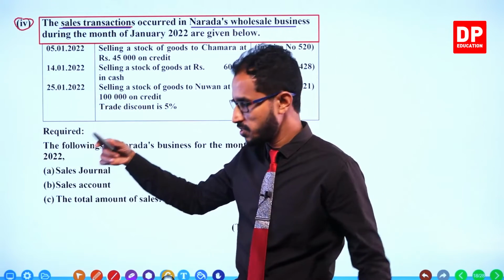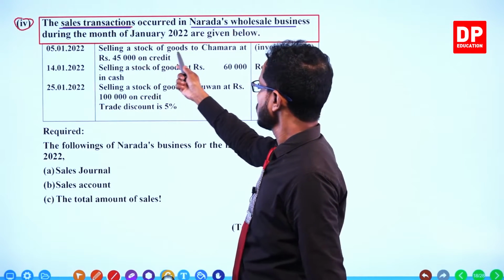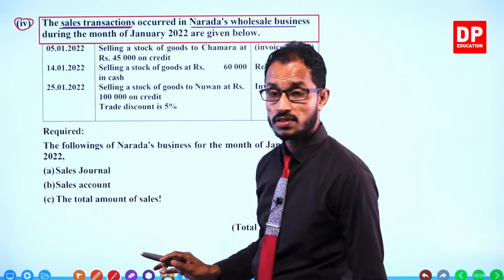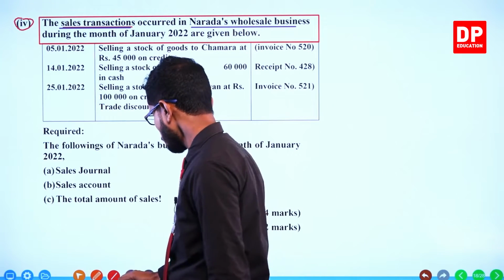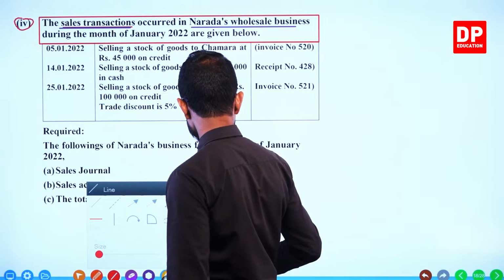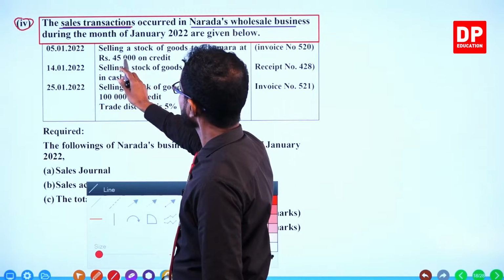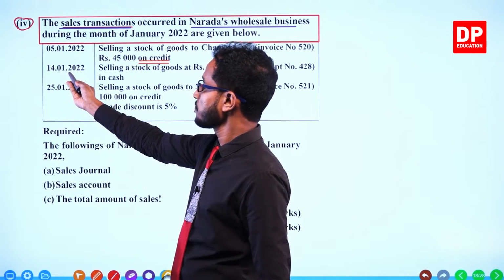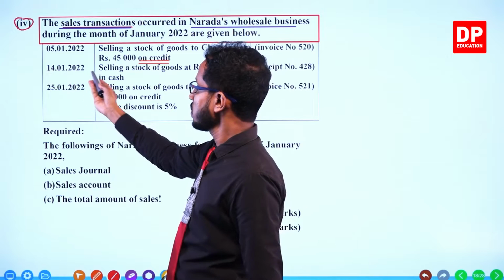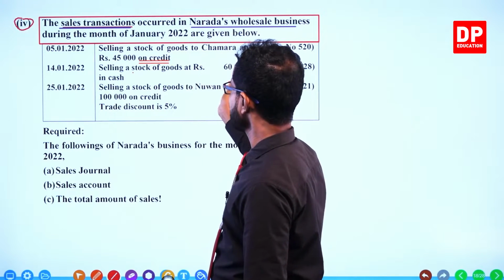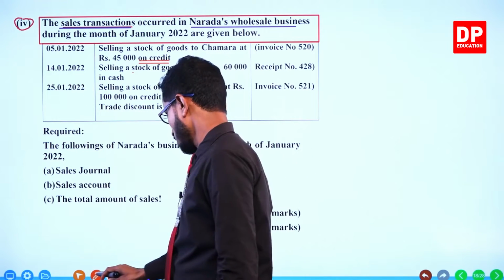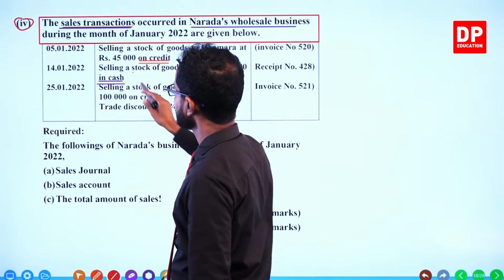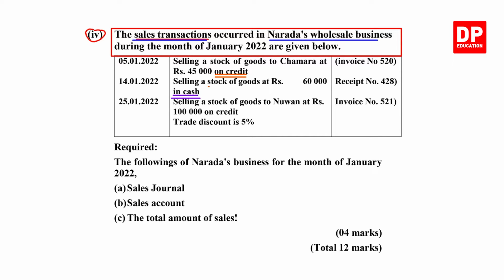Selling a stock of goods to Chamara on credit. Those are the important points: on credit, 14th January. Selling a stock of goods at 60,000 in cash. These are the important points: that is in cash.